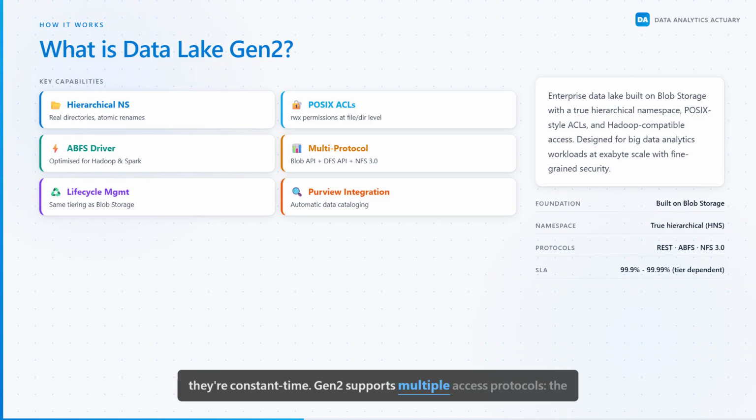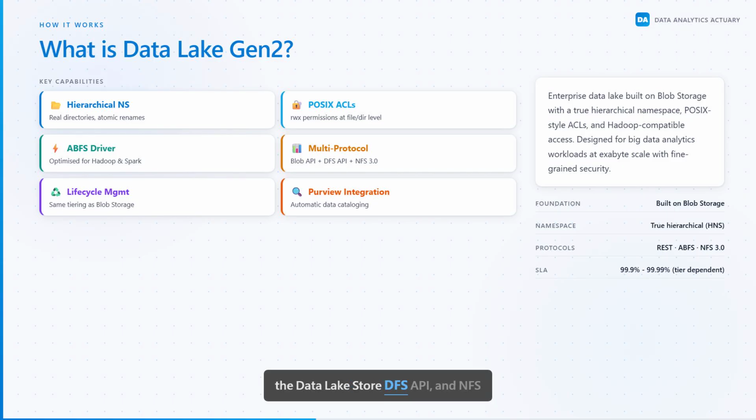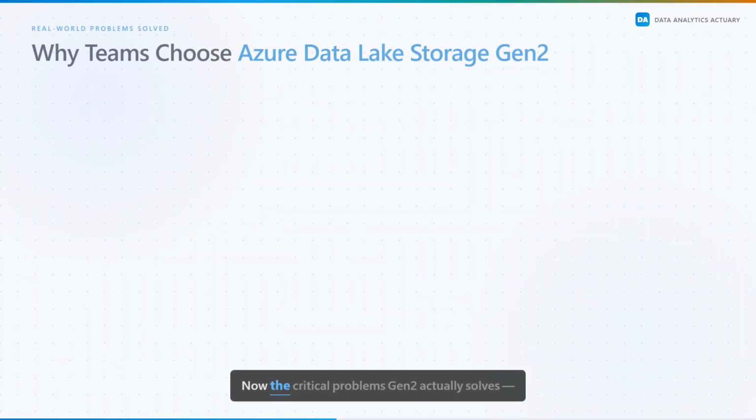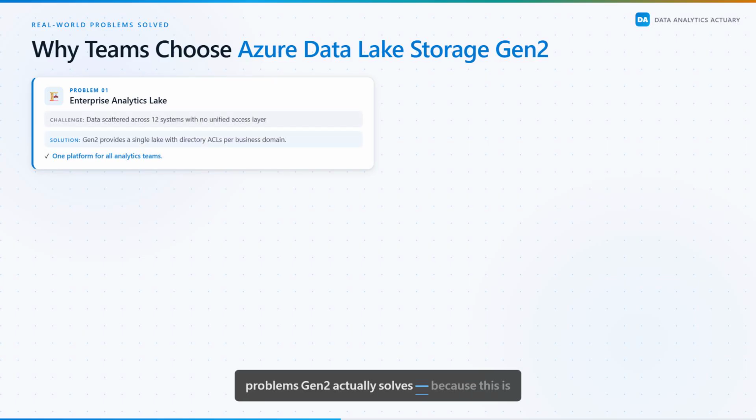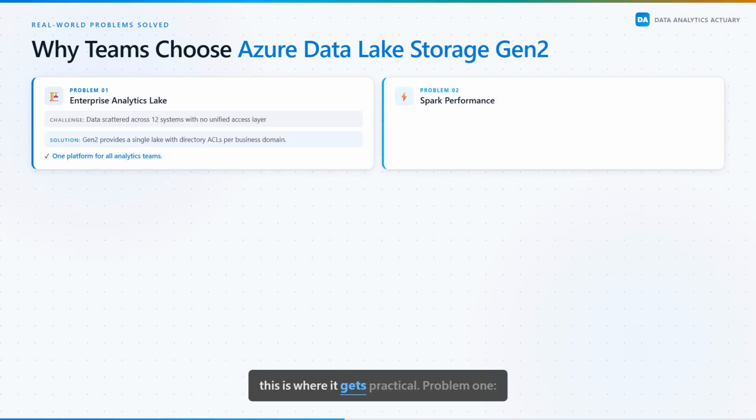Gen 2 supports multiple access protocols: the standard blob REST API, the Data Lake Store DFS API, and NFS 3.0 for Linux native file access. And it integrates with Azure Purview for automatic data cataloging and governance. Now, the critical problems Gen 2 actually solves, because this is where it gets practical.